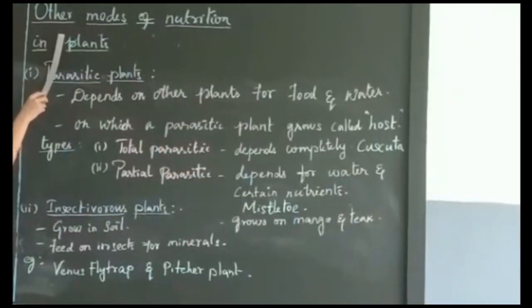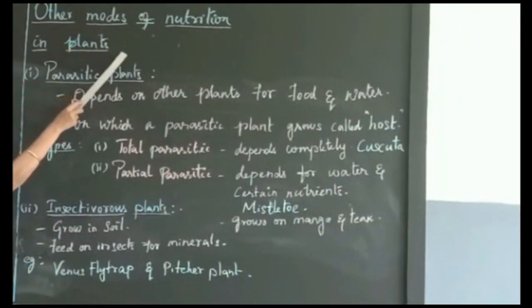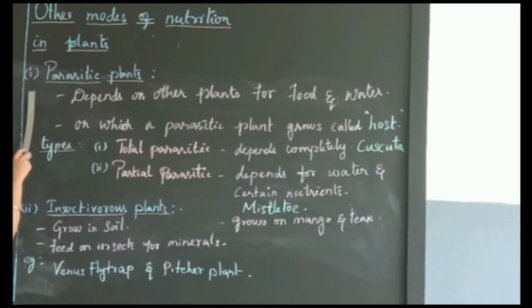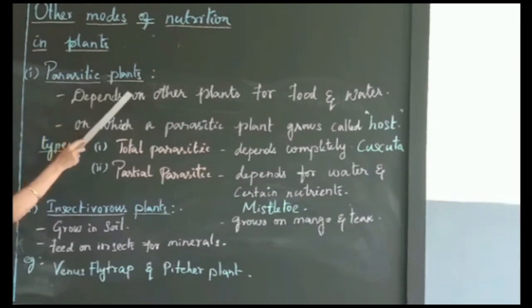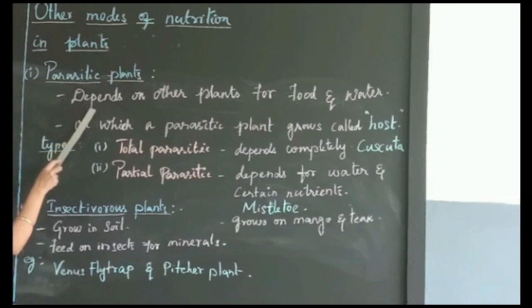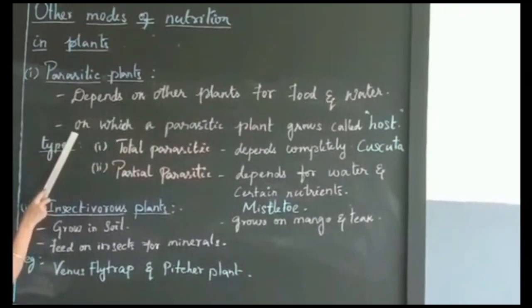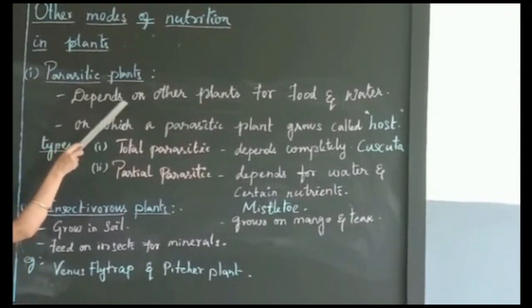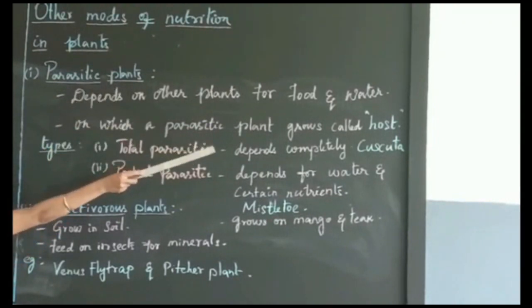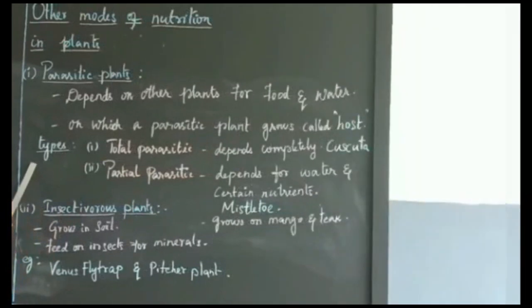The next main topic we are going to see is other modes of nutrition in plants. In this topic, we are going to see how the plants depend on other plants for their food. In that, the first category is parasitic plants. These are the plants which depend on other plants for food and water. The plants on which the parasitic plants grow are called host plants.